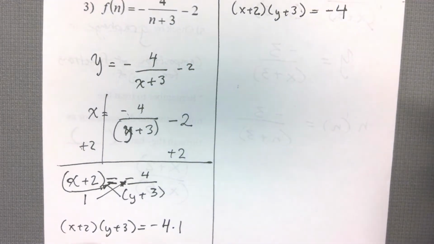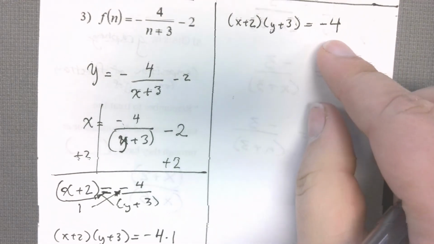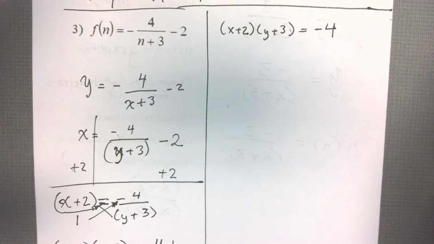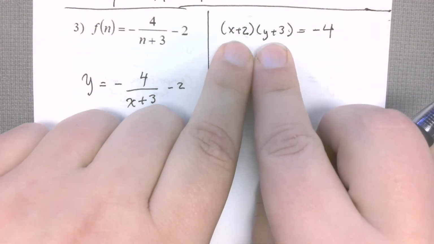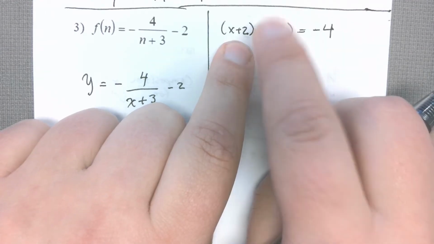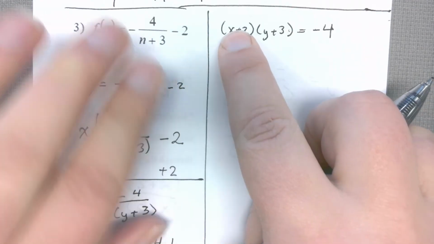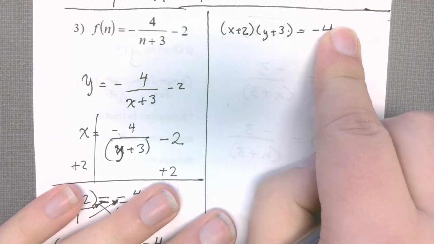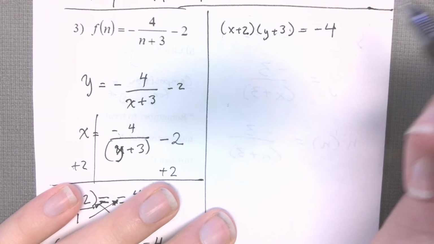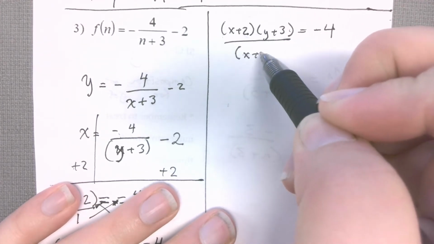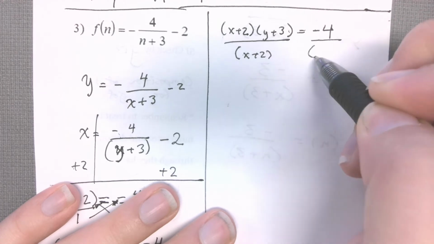What's negative 4 times 1? Negative 4, yeah. So I just left it as a negative 4. All right. Which group do I want to keep? Do I want to keep the y or do I want to keep the x? The y is what I want, so we're going to move this. How am I going to move it to the other side? It's multiplied now. What's the opposite of multiply? Divide by the whole group.